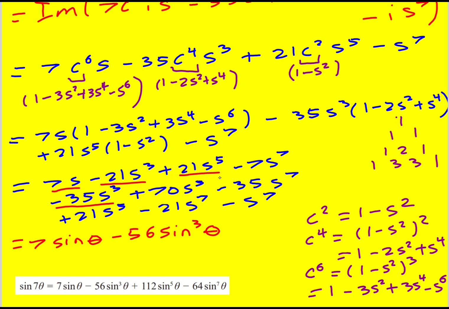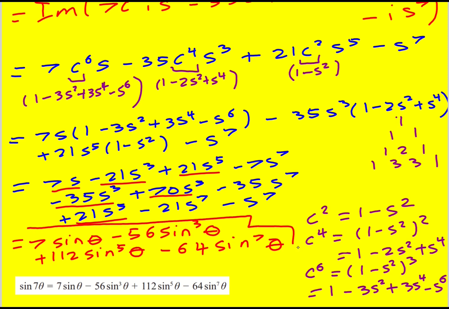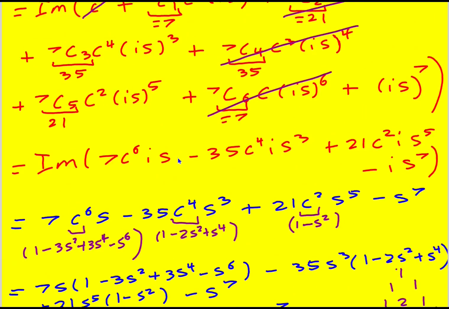Then we've got 21 plus 70 plus another 21. Well, that's 42 plus 70. That is 112. And then finally, minus 7 minus 35 is minus 42. Minus 21 is minus 63. Minus s to the 7 is minus 64. So I think we can go straight there and write this down. Okay, it's pretty involved, but we've derived an identity for sine 7 theta.